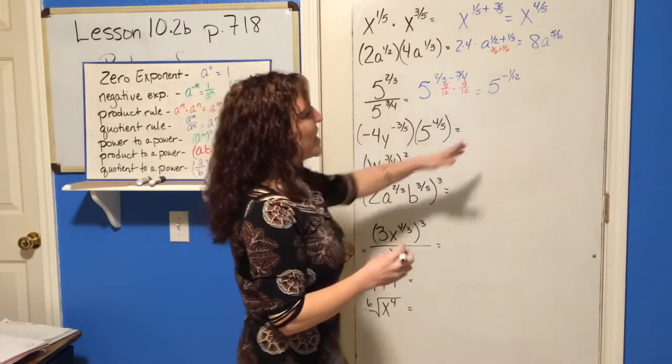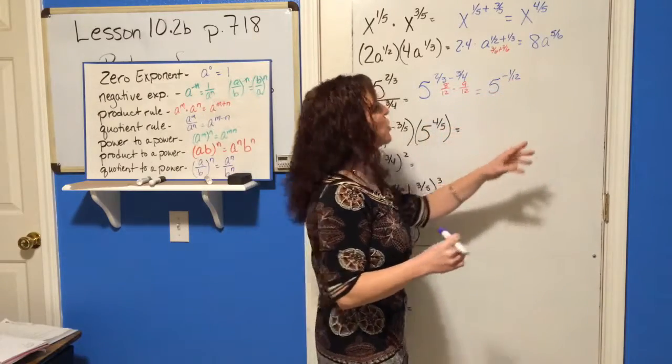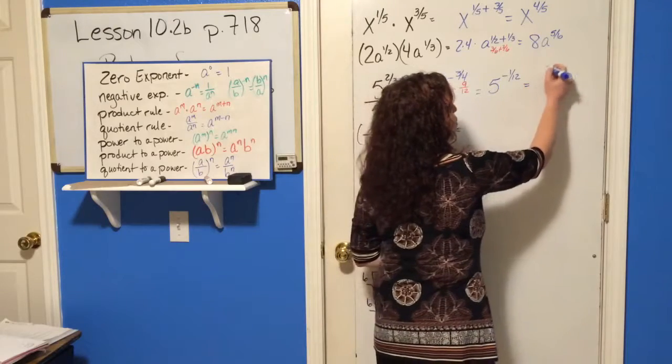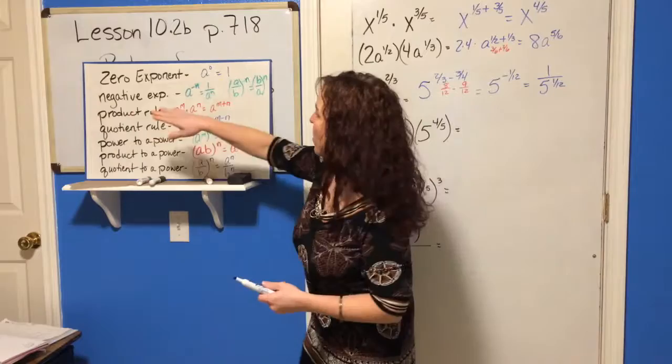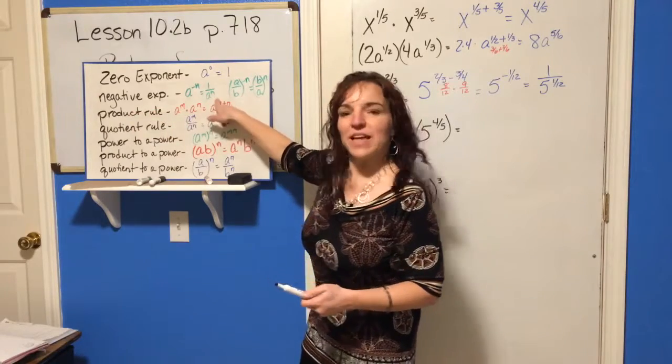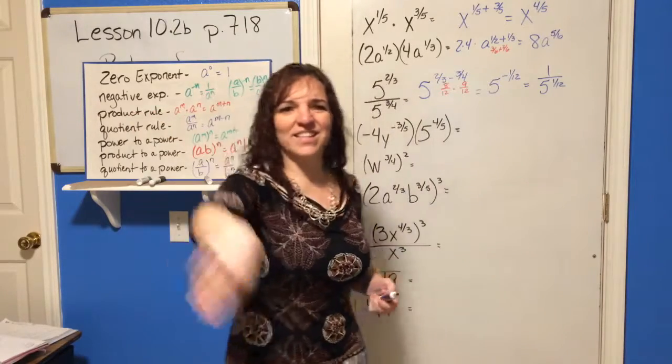And remember, we don't want negative exponents left in our answer. So remember now this becomes 1 over 5 to the 1/12, because of this rule here, negative exponent flips that down to the denominator. Yeah, easy. You getting this?